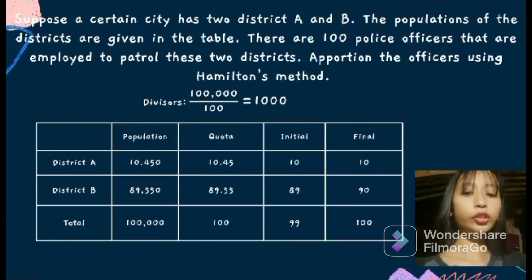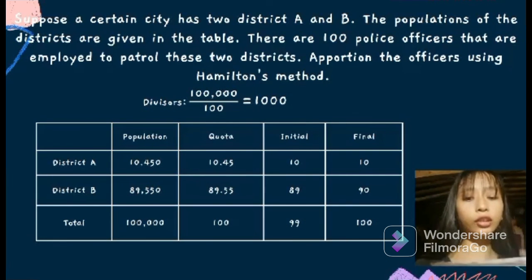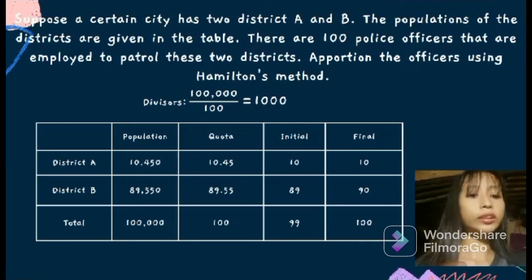The next step is to remove the decimal part of the quota for the initial allocation. So district A receives 10 and district B receives 89. But notice that their sum is 99, and we have 100 officers, so we give the extra officer to the district that has the larger decimal in its quota. Comparing 0.45 to 0.55, because 0.55 is larger, the last officer is assigned to district B. So the final apportionment is 10 officers for district A and 90 officers for district B, giving us a total of 100 officers.